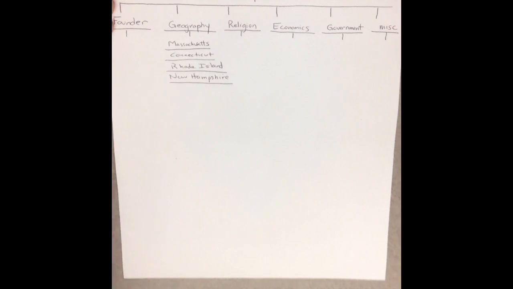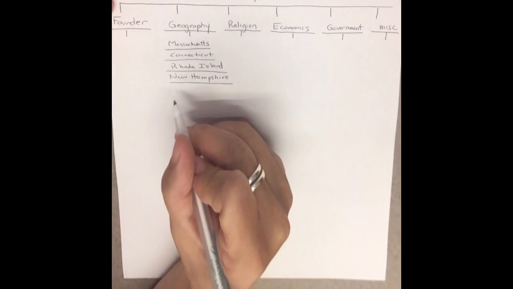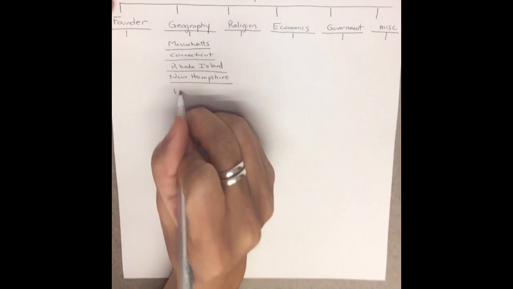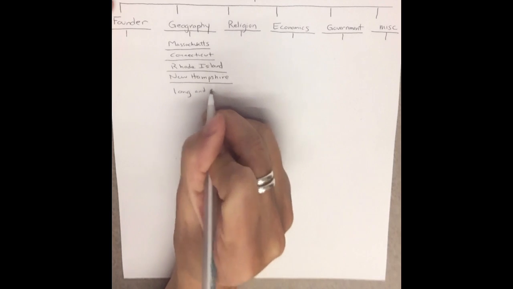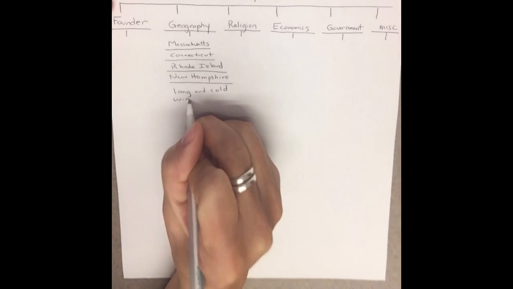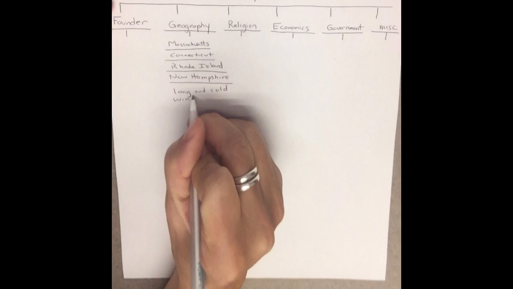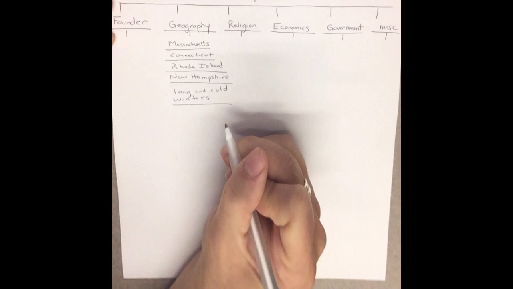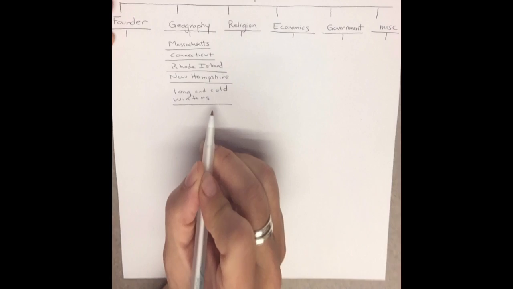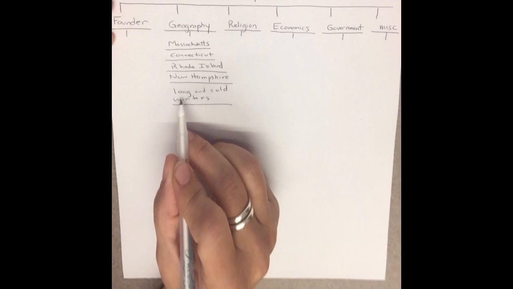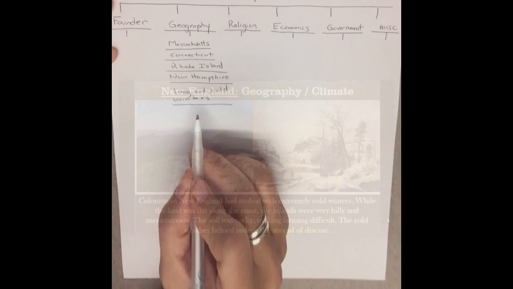Okay, boys and girls, I am again going to stop the video because I learned a lot more about the geography of the land. I'm going to write down that I learned that they have long and cold winters. That's important because that talks about climate, and climate has something to do with geography. Again, notice, boys and girls, I'm not writing a complete sentence. I'm not going to try to write everything that I read from the video. I'm just going to write the most important details. Long and cold winter. Less spread of disease.